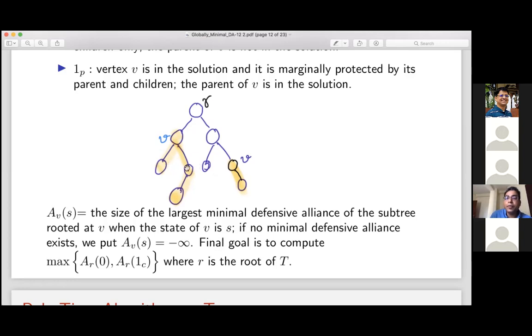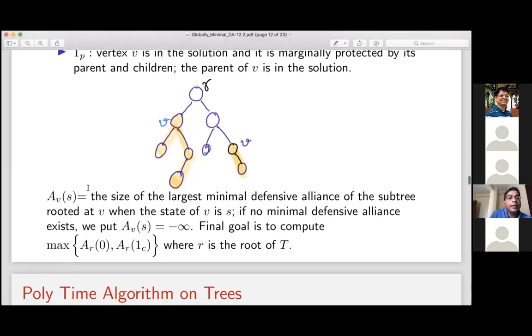So I have solved for all these subtrees before I come here, and I'll use the solution of these 2 subtrees to solve the problem for a bigger subtree. This is the technique used in dynamic programming. So this is what I define here: A(V, S) is the size of the largest minimal defensive alliance of the subtree rooted at V when the state of V is S.